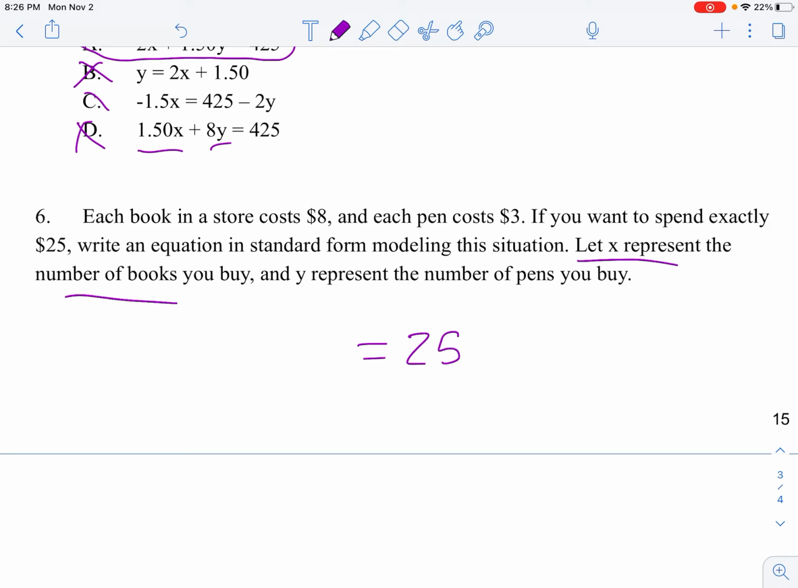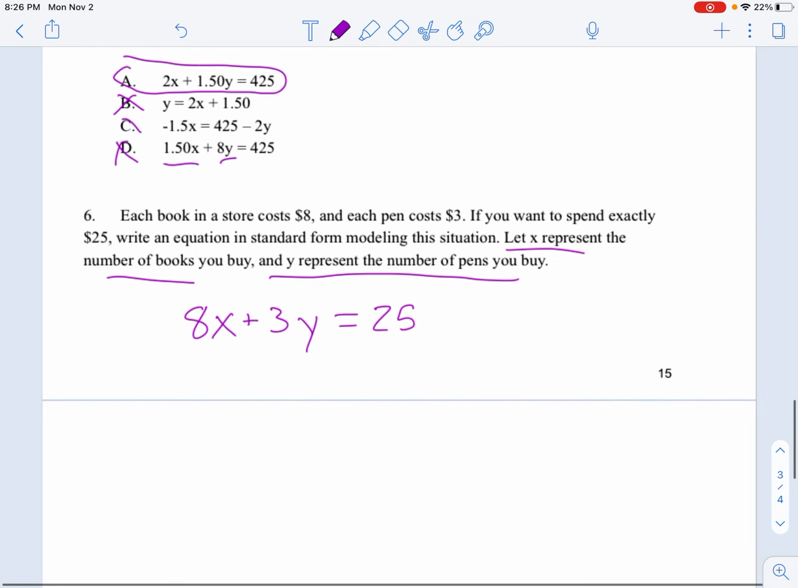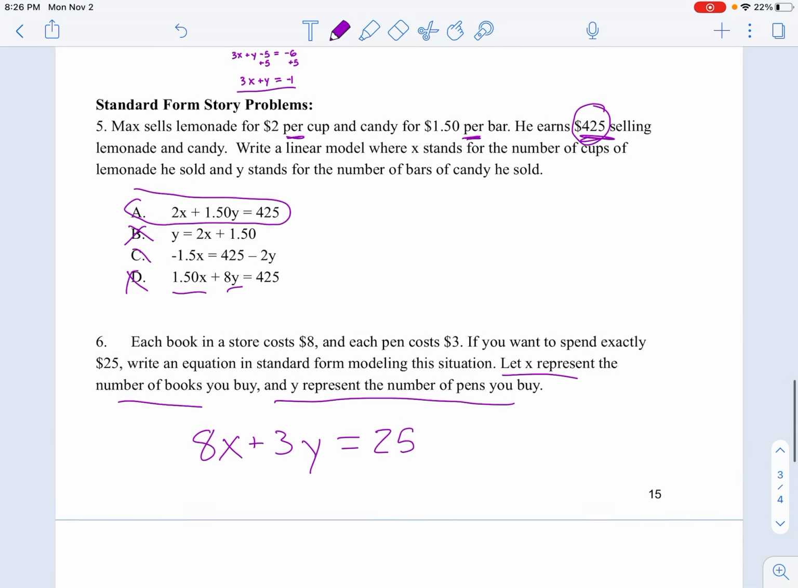It says let x represent the number of books you buy. Well, each book costs $8, and that's going to be for however many books you want to buy. Plus, they're going to add on to your total here $3 for every number of pens you buy, which was y. That's our final equation for that one. And it looks like we are actually done with this for now.